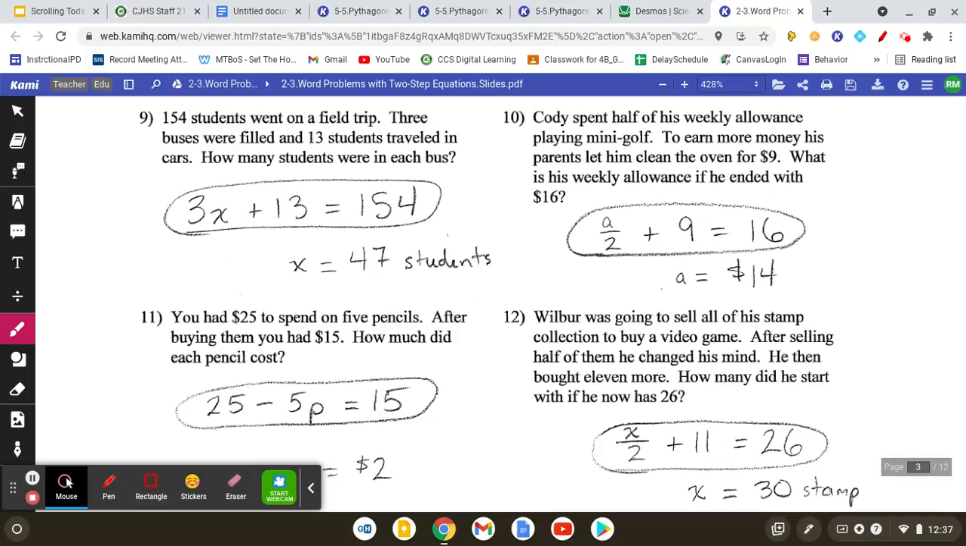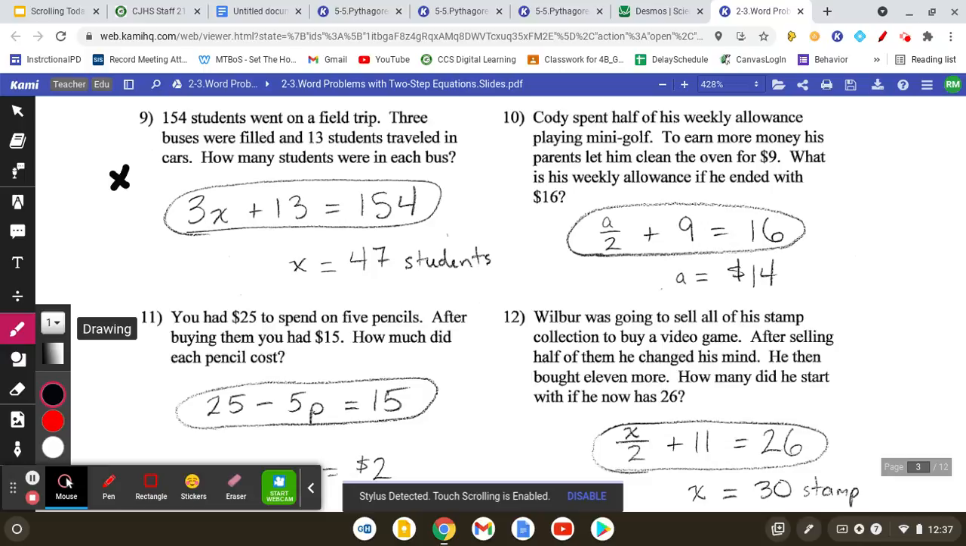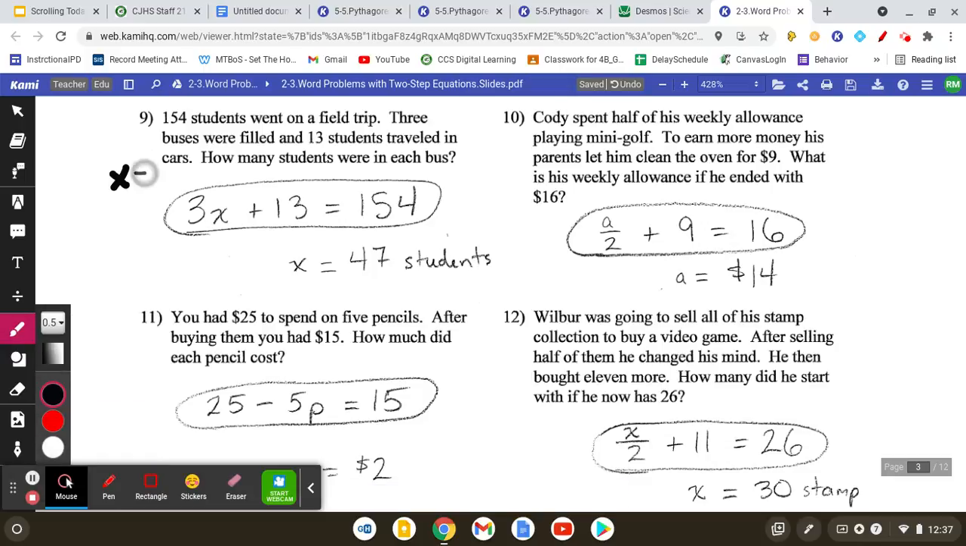We're going to start with number 9. Now you guys should have went ahead and defined each variable. So remember, defining the variable, you tell me what your letter means. You might have different letters than what I used here. So for example, number 9, you should have that x equals the number of students. Right? Number 10, it should be A equals weekly allowance.